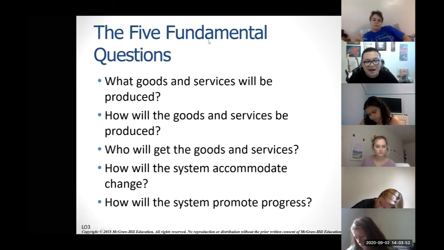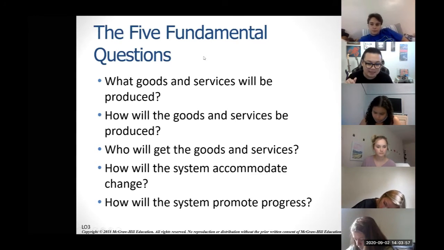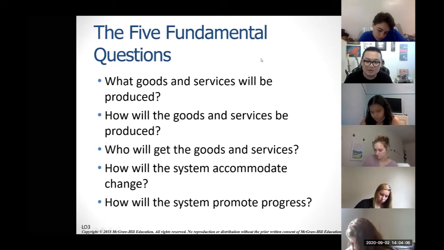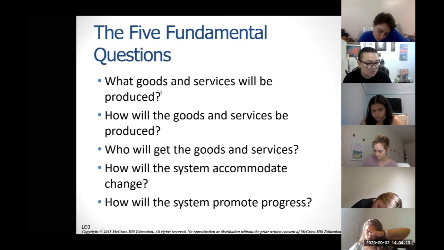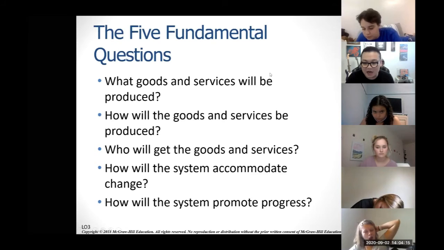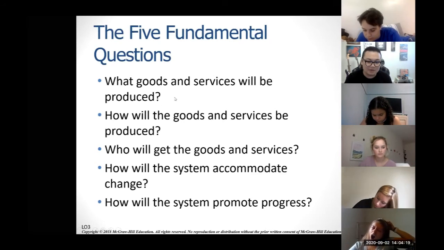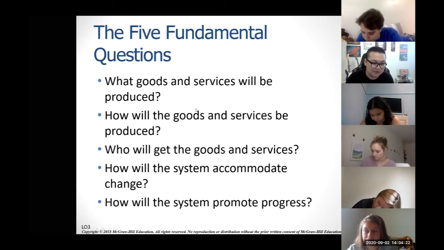These are the 5 fundamental questions we're going to talk about for each market system and each market model. For example, we're going to spend a majority of time talking about what type of product a pure competition market model should produce, what type of product an oligopoly market model should produce, and what type of product a monopoly company should produce. So these are the 5 fundamental questions: what product, who is your customer, and how are we going to produce those things.